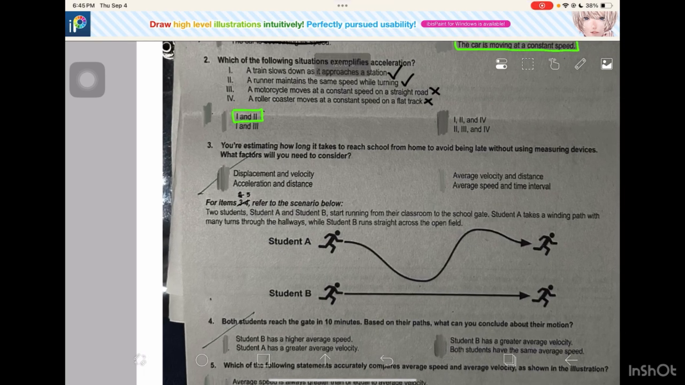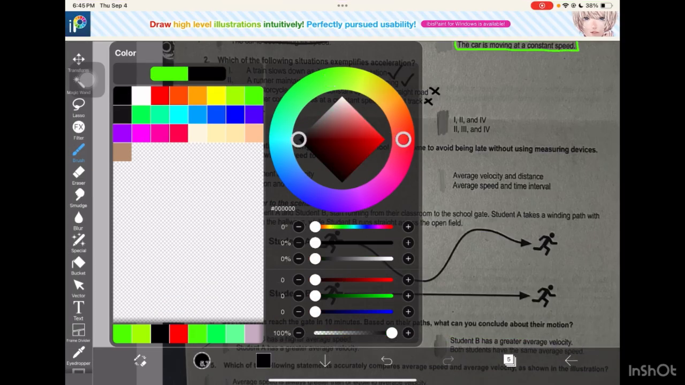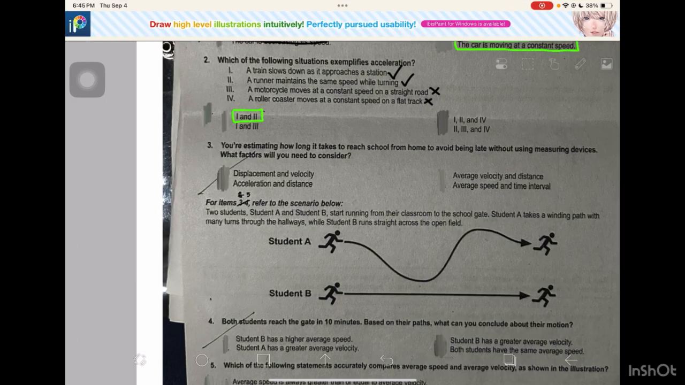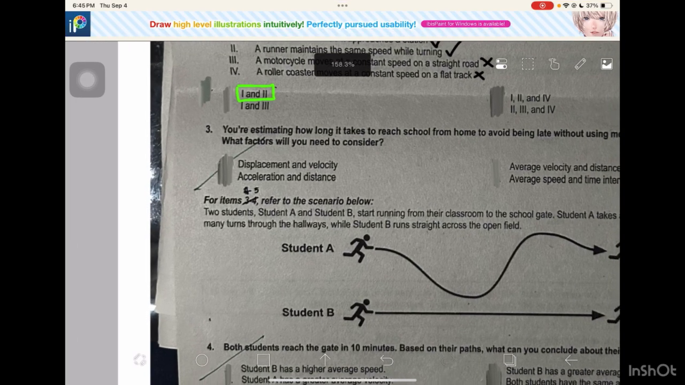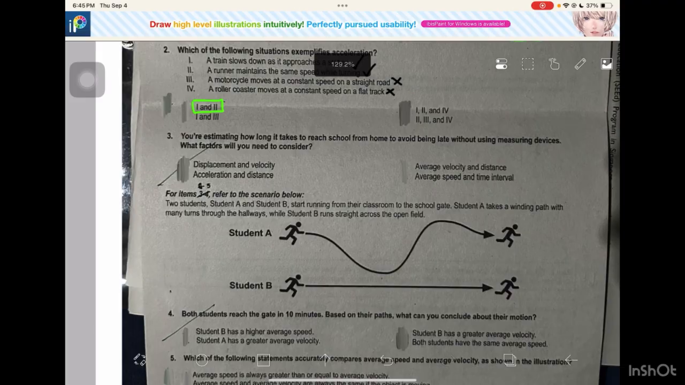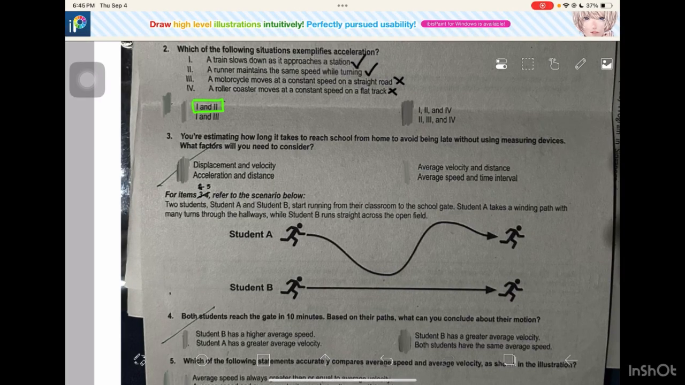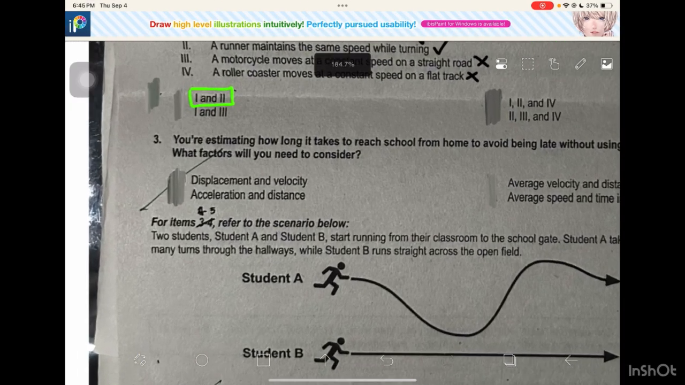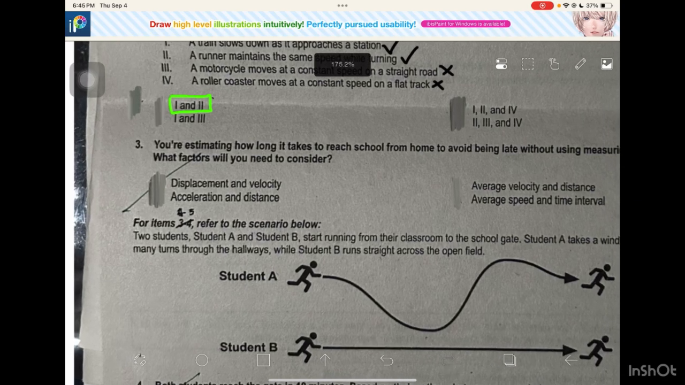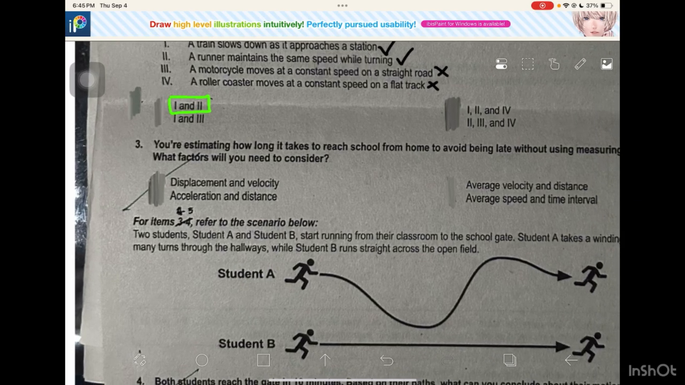You're estimating how long it takes to reach the school from home to avoid being late without measuring devices. Which factors do you need to consider? So let's consider. First and foremost, we need to look for something that will help us in timing.